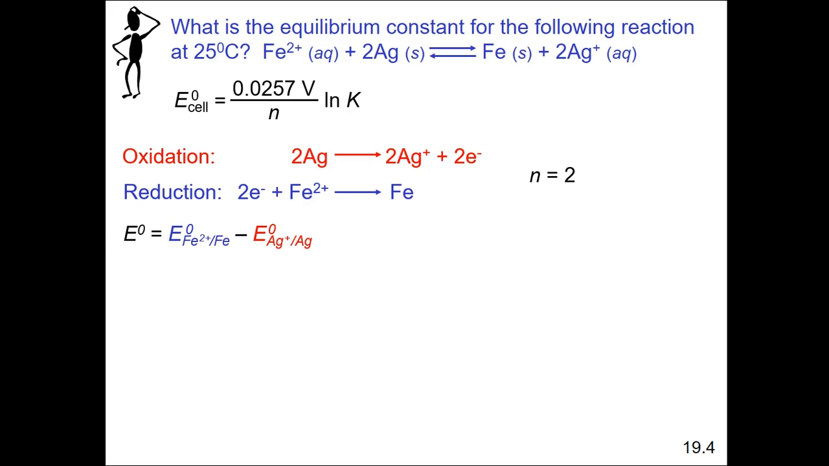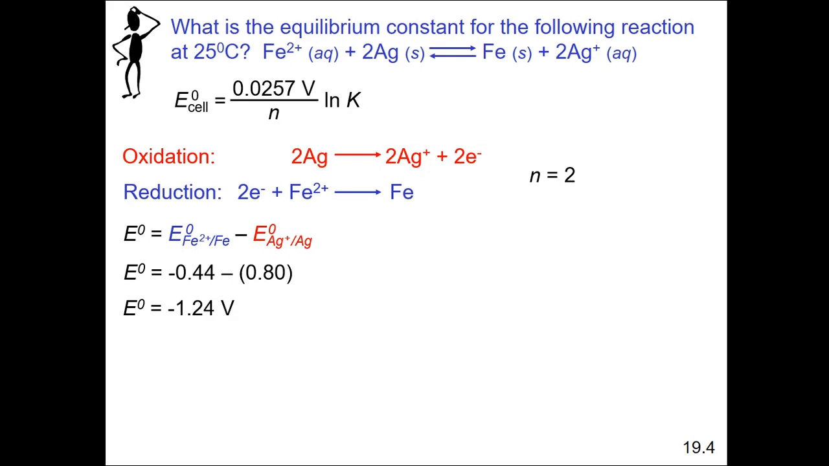We know that E naught of our particular cell is going to be equal to what happens at the cathode in terms of its E naught minus what happens at the anode in terms of its E naught. We can look up those values in our textbook, and we would determine that the reduction potential at the cathode minus the reduction potential at the anode looks like this. It's a negative 0.44 volts minus 0.80 volts. We get an E naught of a negative 1.24 volts.